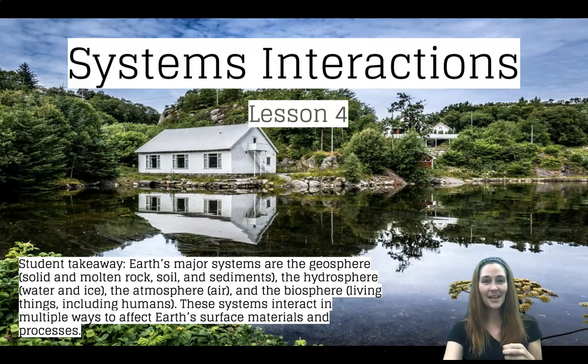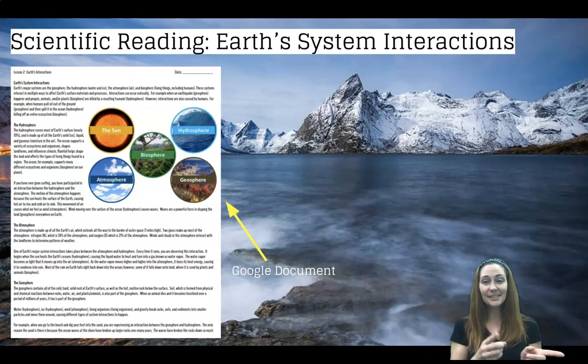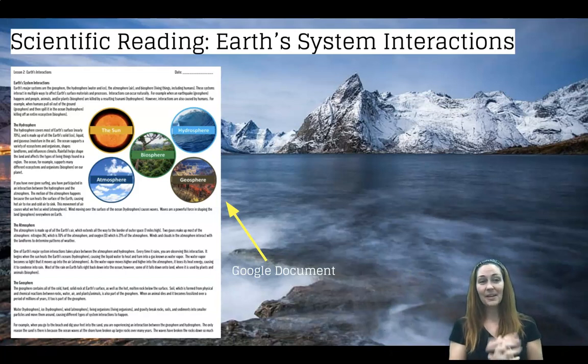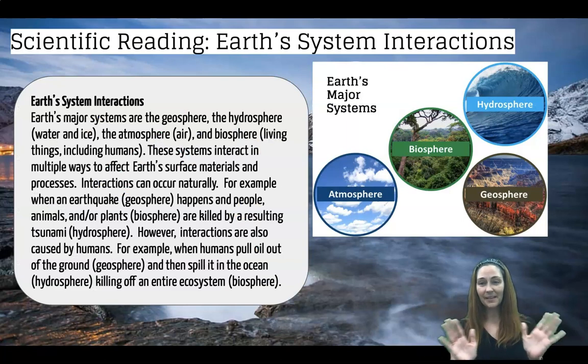Okay, so systems interactions. So this is a Google document. You should have received it somehow from your teacher, either through Google Classroom, just through Google itself, or perhaps it was assigned through Seesaw, and it will take you to the Google document, and it looks something like this. So I'm going to break it down into easier pieces. Now, I made mine a little bit more crisp and cleaner to look at. So here's Earth's major systems.